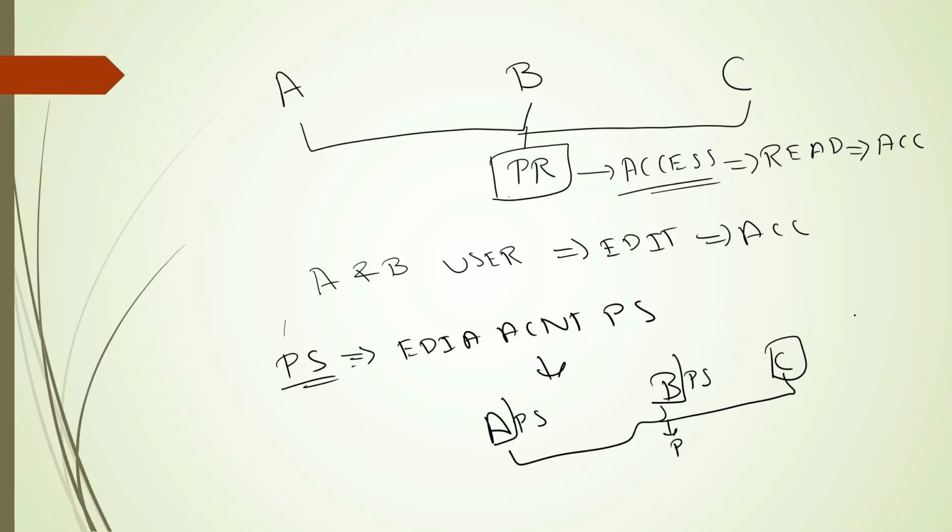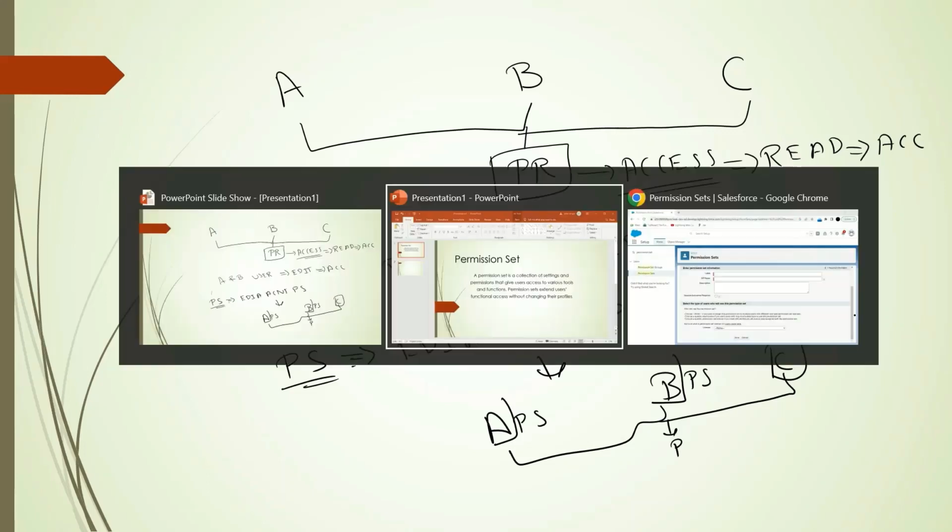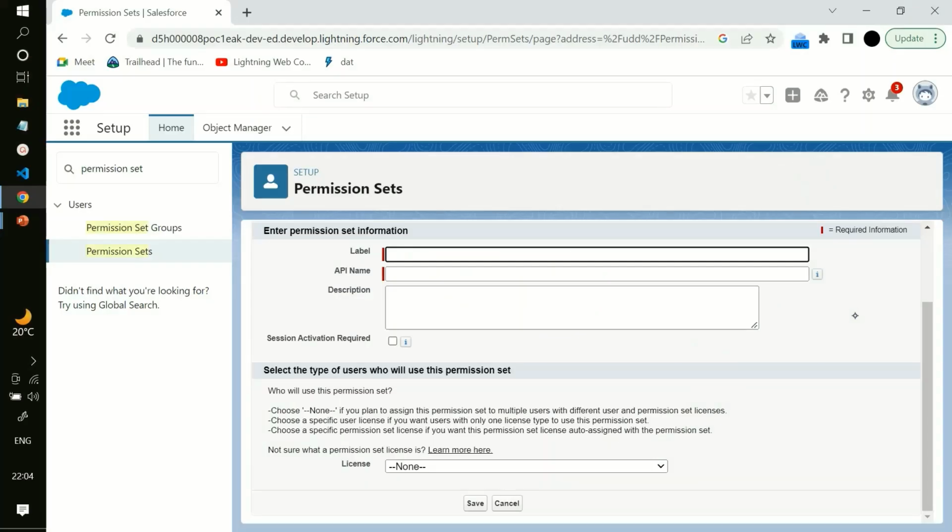If the license mismatches, meaning the user has a standard user license and the permission set has a Salesforce license, at that time we cannot assign that particular permission set. So it's not mandatory to have a license in the permission set. It's just if we want, we can have that thing. So now we will move to the org and we will see how we can create a permission set.